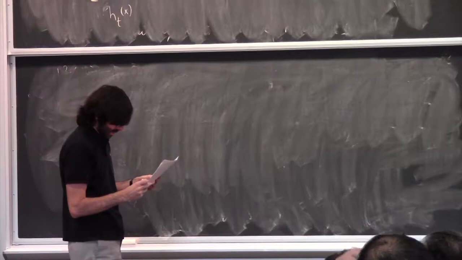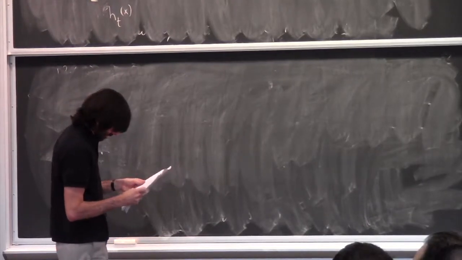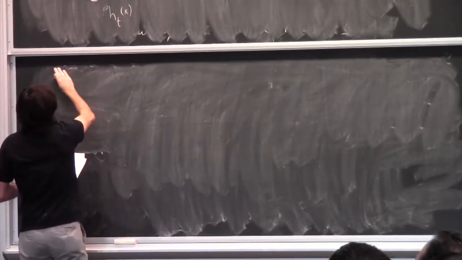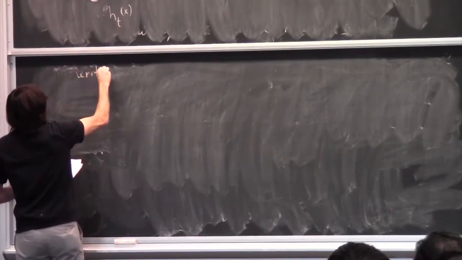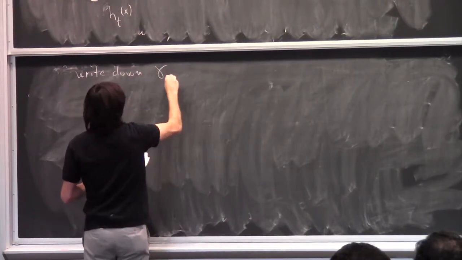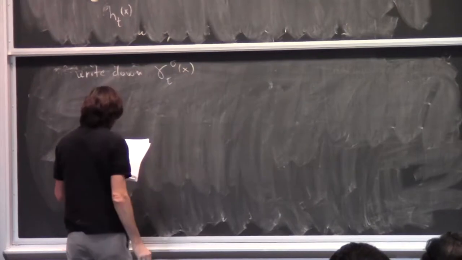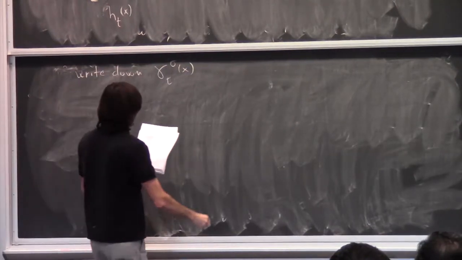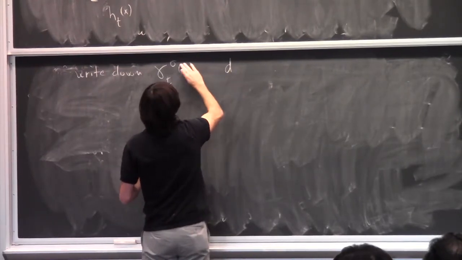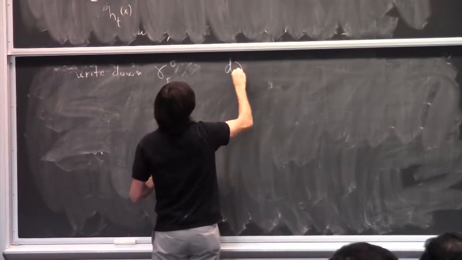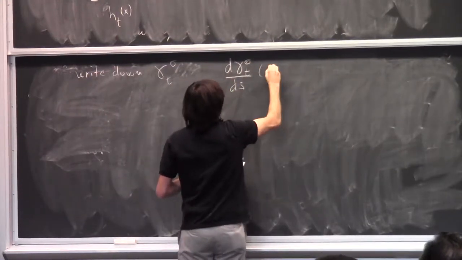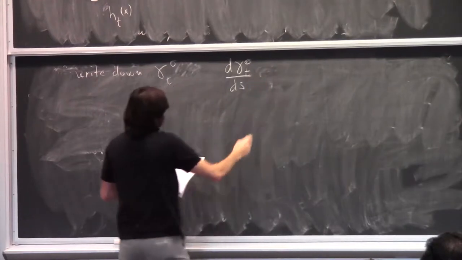So, let's see. First of all, we want to study, so write down this curve gamma, gamma t sigma x. So how can we write down this? Well, we want to write down the tangent vector. So we want to write down d gamma sigma t ds at some s. So yeah, just a tangent vector.